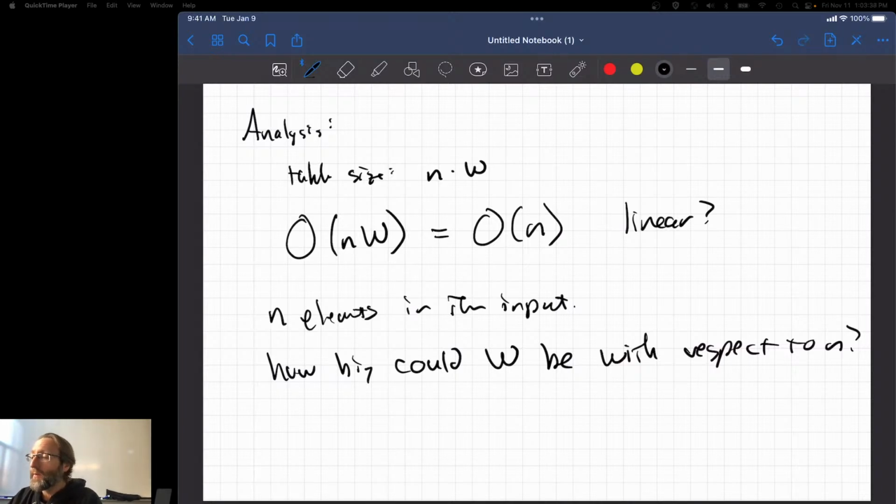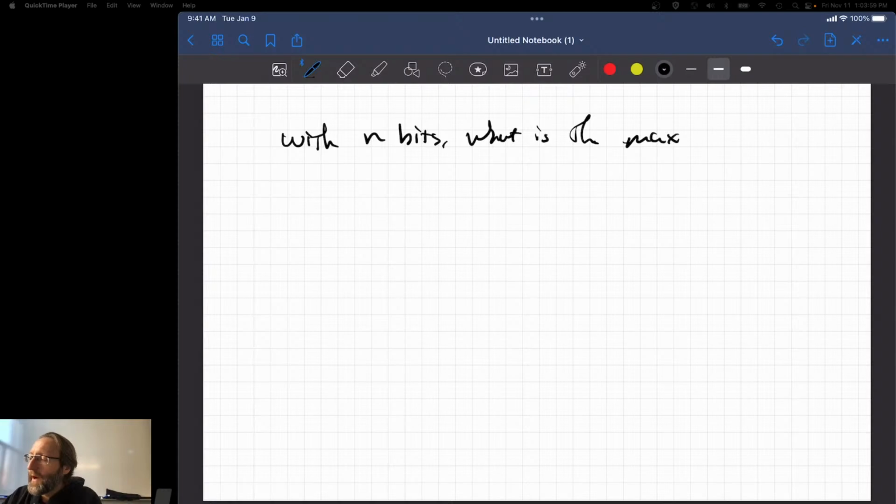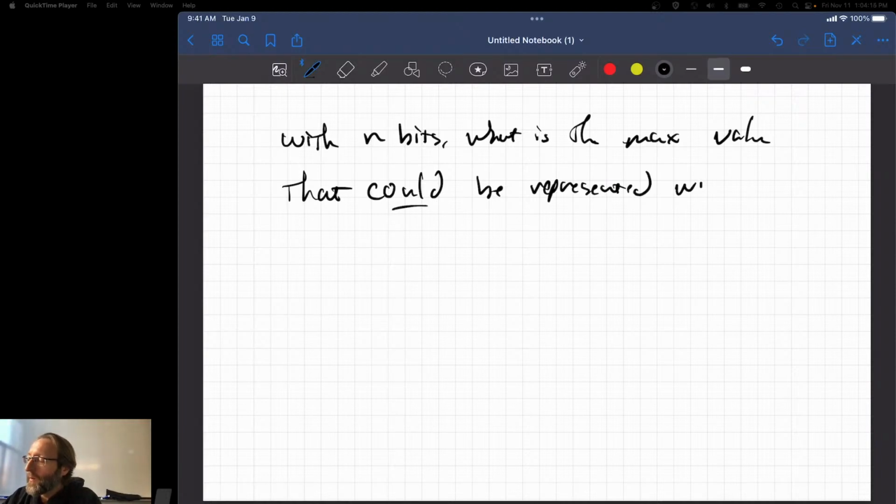So since I've got n elements in the input, the input size is n. We'll just call that n and simplify it. But now if I give you n bits, with n bits, what is the max value that could be represented with w?